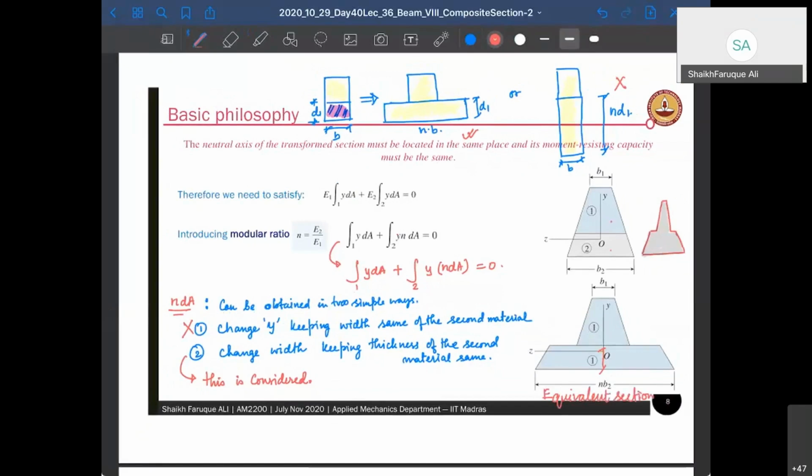And you can see the area is now n into B2 into this, right? So area is now multiplied with n, as you can see, as was required in this expression. The same thing we did here also. We multiplied with n. Here also we multiply. In both the cases, it will result in the same change.